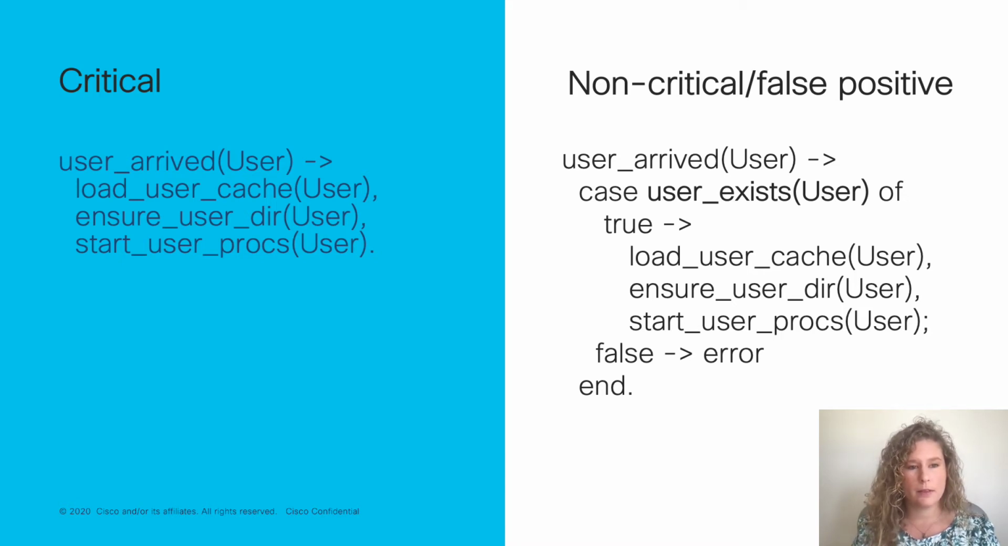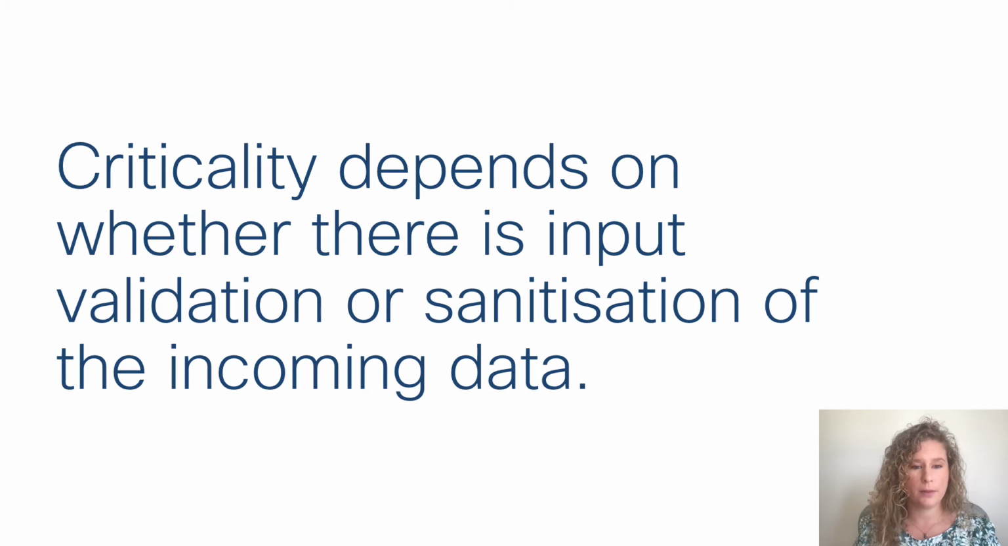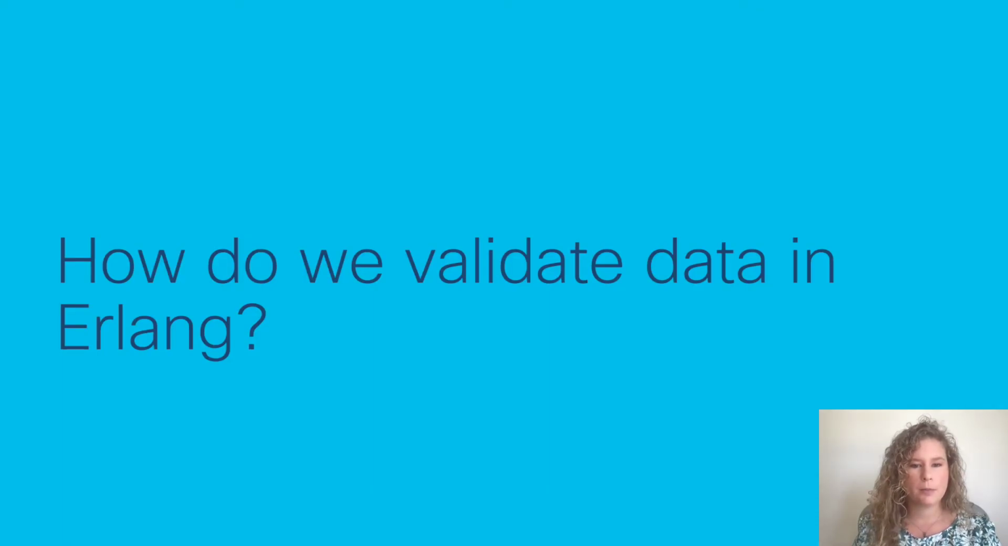As you can see there, we first check if the user exists. So there is some sanitization, validation of the incoming data. And only if that user exists, then we are going to continue with initialization. In summary, we can say that criticality depends on whether there is input validation or sanitization of the incoming data. Alright, so to prioritize vulnerabilities, we need to be able to recognize input validation in Erlang.